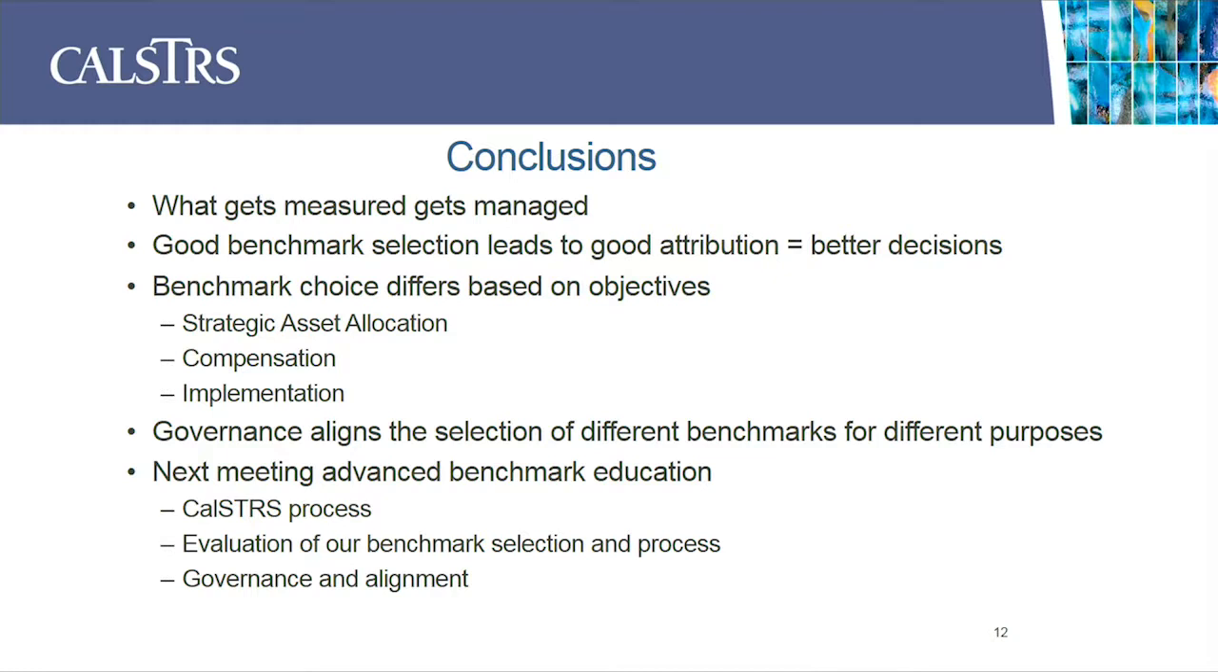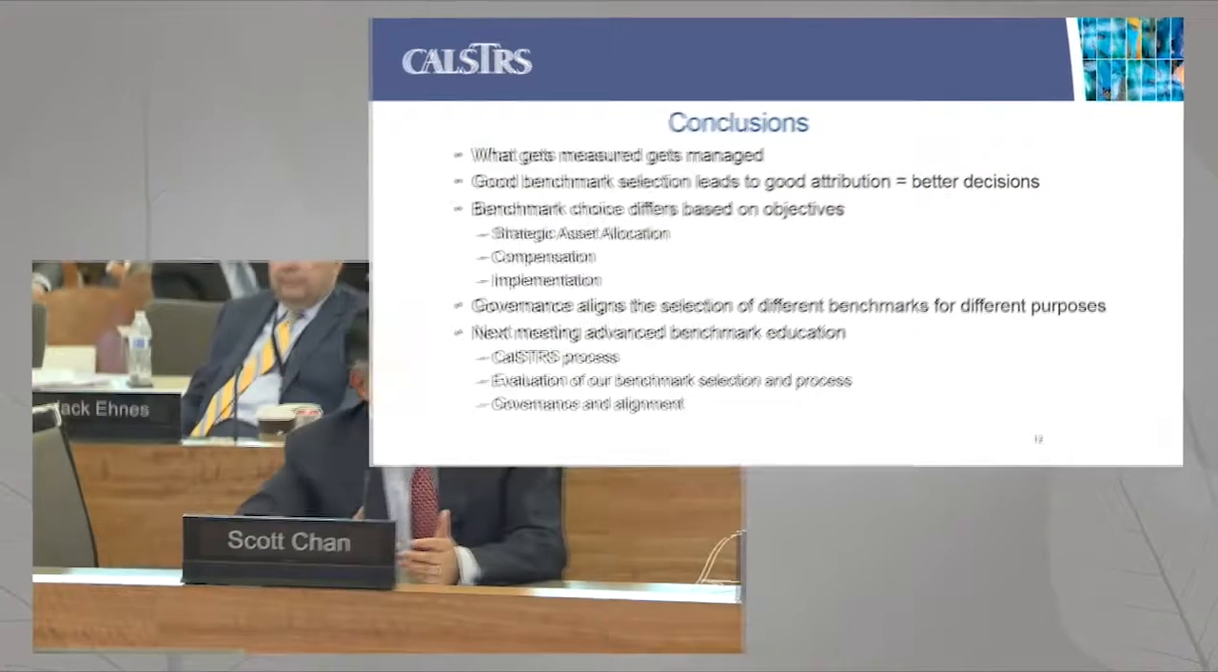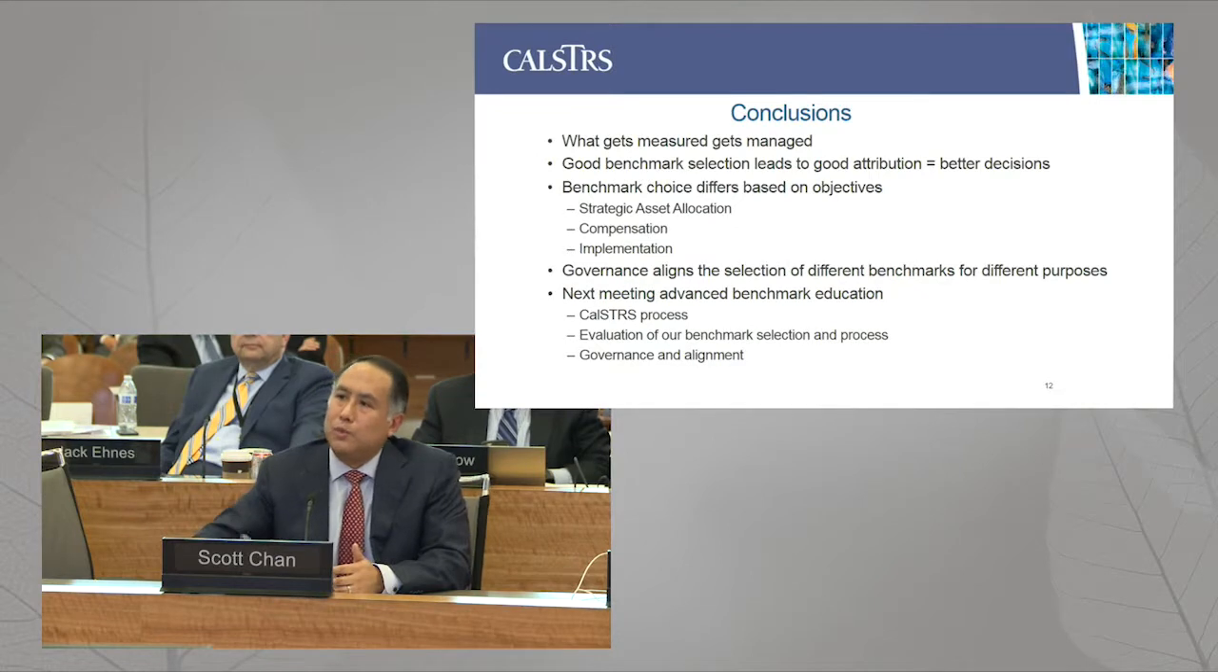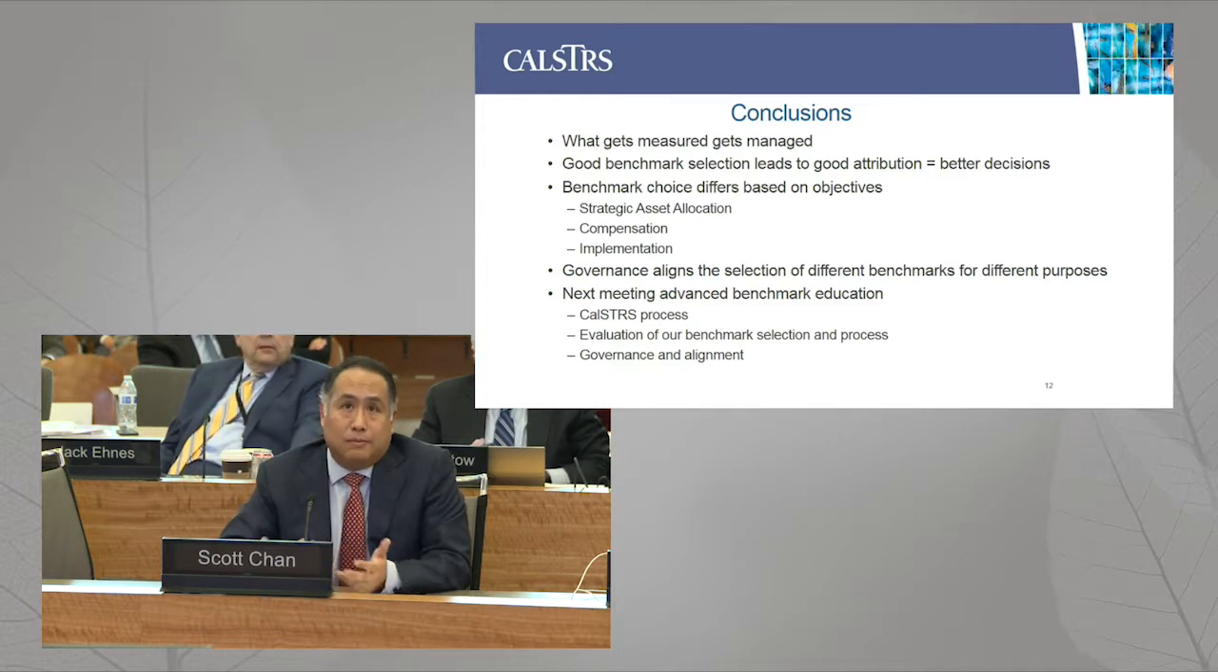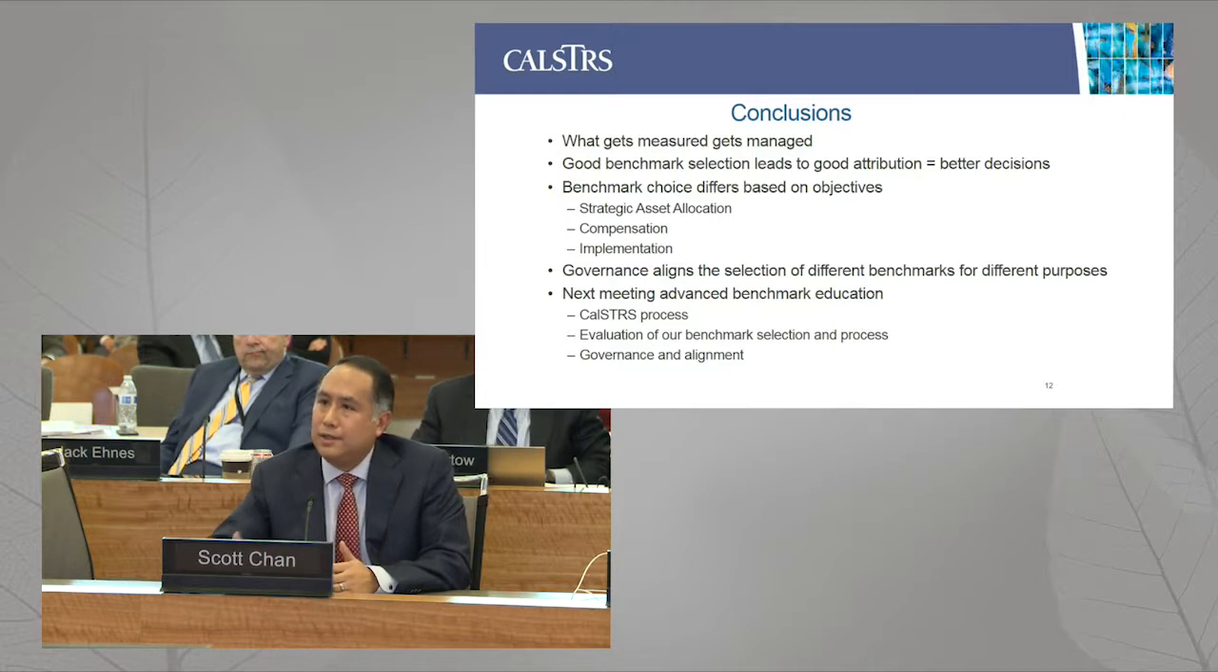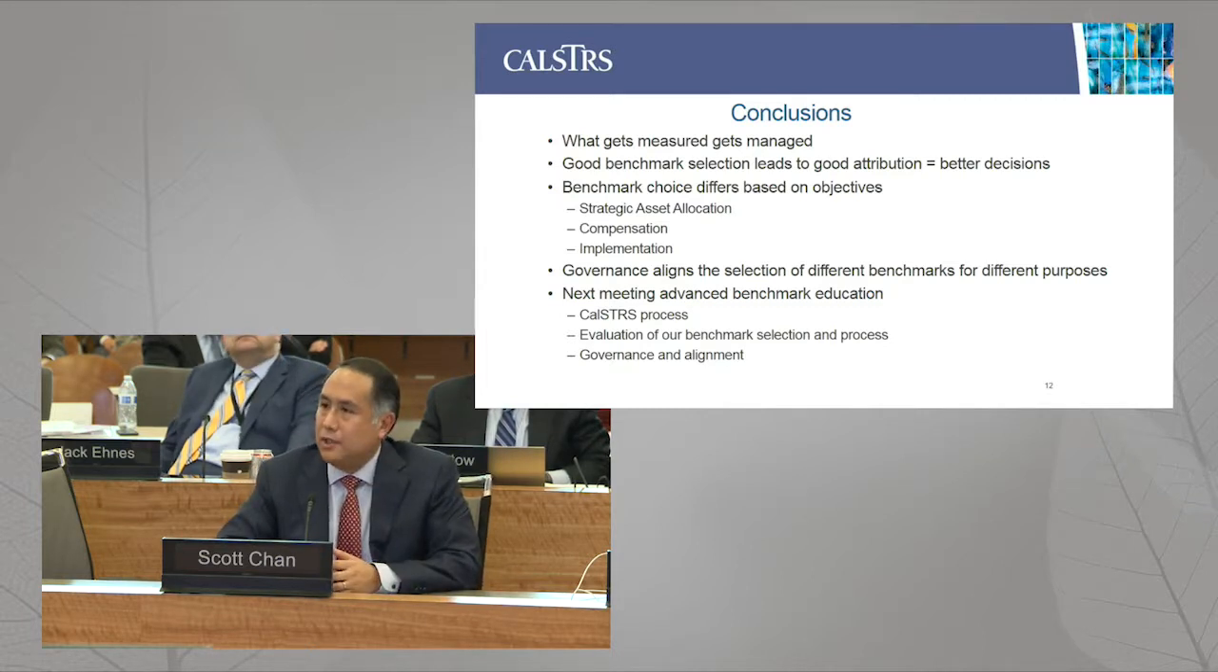So I just wanted to wrap up that there were a number of questions, and today I really wanted to provide a baseline, a foundation to move to a more advanced discussion as we move forward. And simply conclude that what gets measured gets managed. Good benchmark selection is going to lead to better decisions because it'll help provide better attribution to make those decisions. It's important for the board to understand the decisions that they're making, the strategic asset allocation, moving to the policy benchmarks, the sub-asset class structure, and the compensation policies, which then form the foundation for staff to implement.